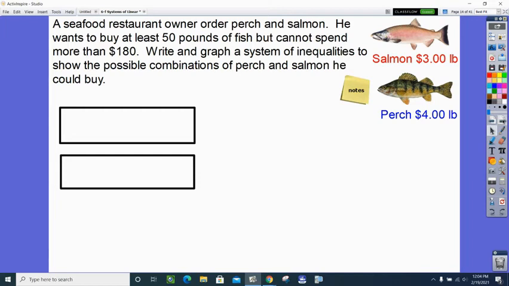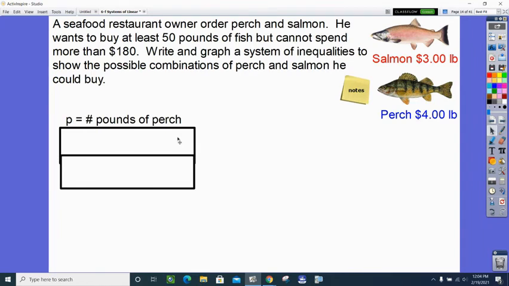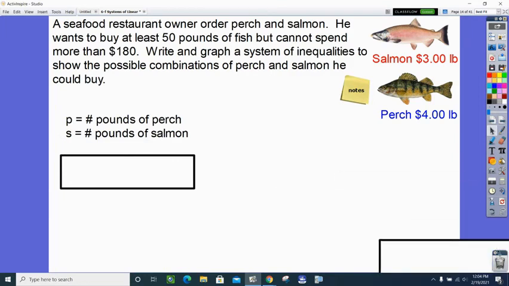And don't forget, we need to define our variables. I'm going to start by defining the variables just so we'll all have the same variables in our inequalities. So I'm going to let P be the pounds of perch. There's a shocker. And I'm going to let S be the pounds of salmon. So now, can you write 2 inequalities using the P and the S and the numbers up here in the problem? And let's see if we can solve this real world inequality problem.